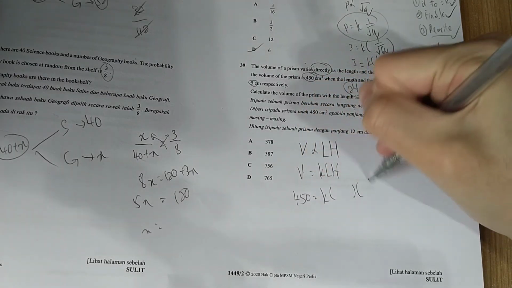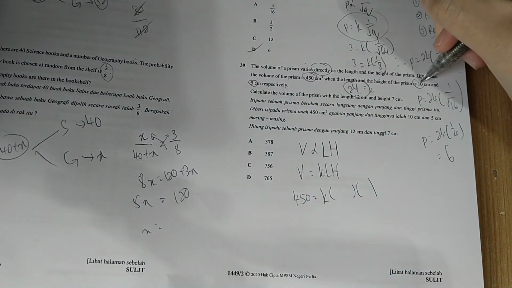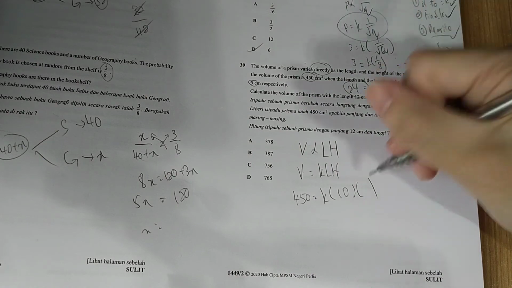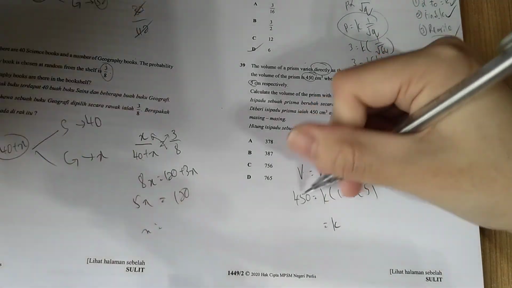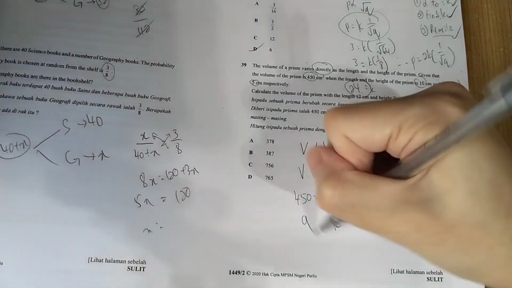And then L is what? L is the length. And length is 10. And then the H is 5. So, can I find K? Yes. Just take 450 divide 50, I think it's 9, yeah.